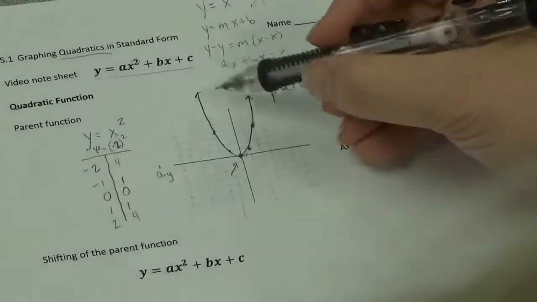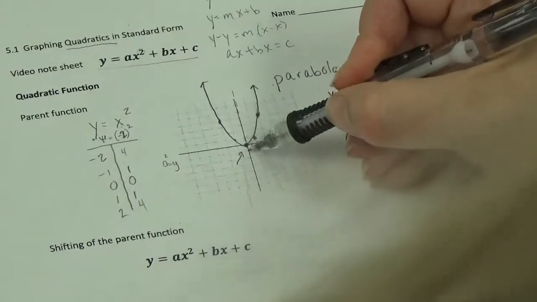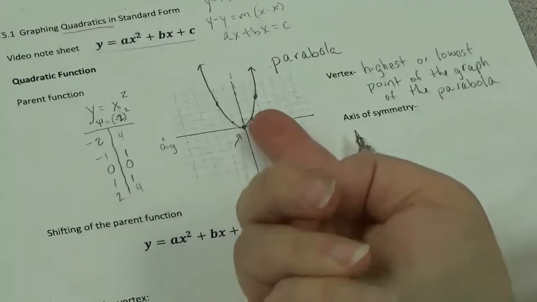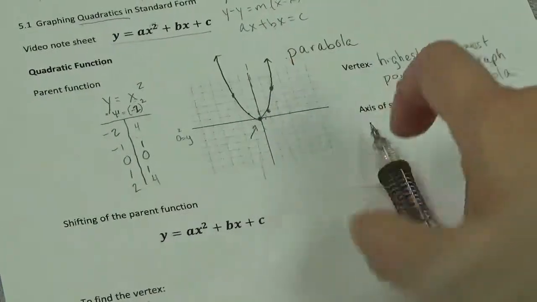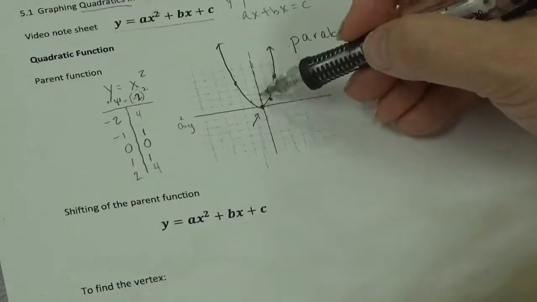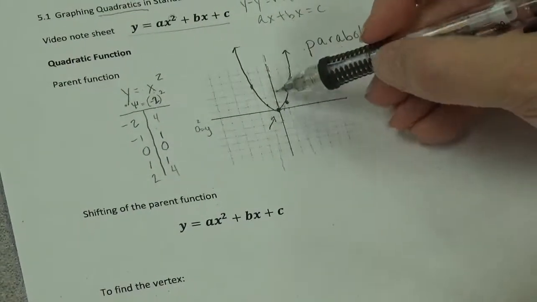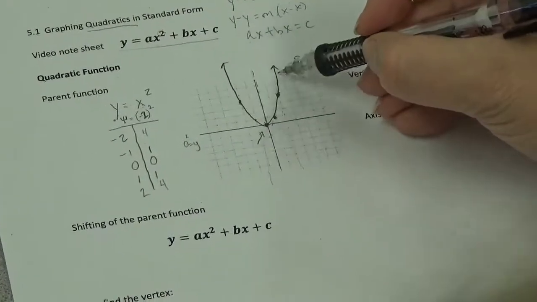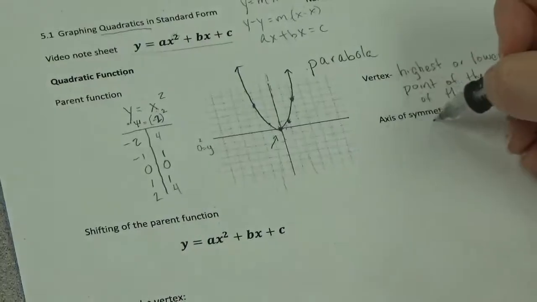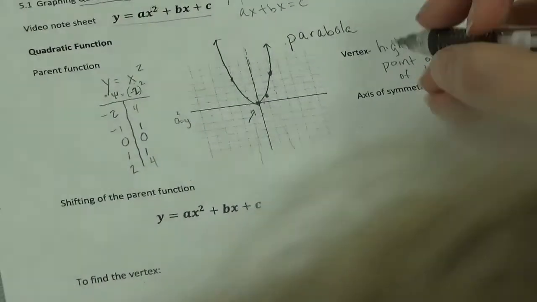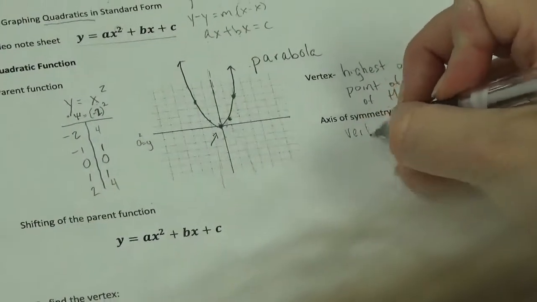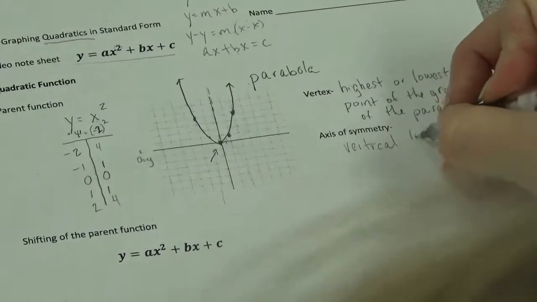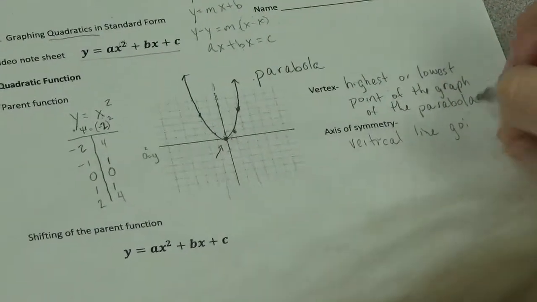Through this point, if you draw a line, the parabola could fold over on top of itself. And so we call this the line of symmetry or the axis of symmetry, because if you folded over this line, the parabola would graph right on top of itself. So the axis of symmetry is the vertical line going through the vertex.